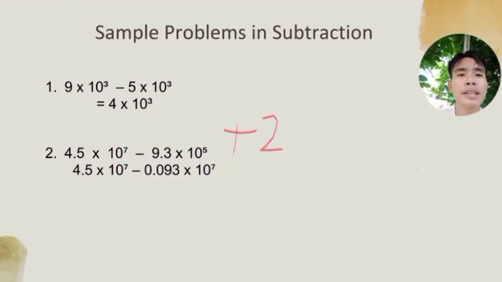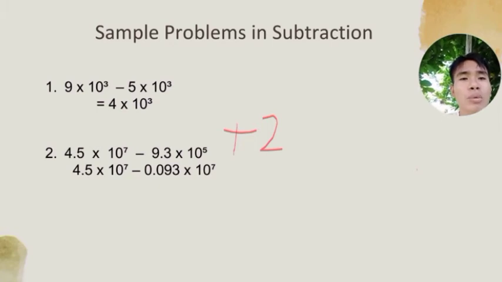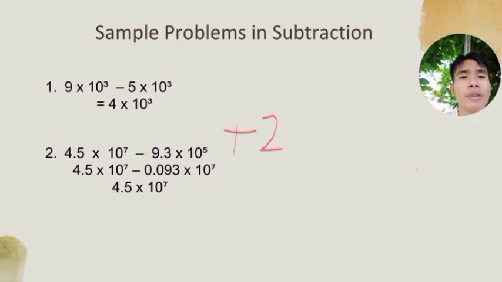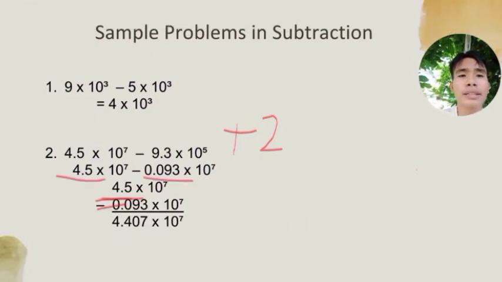4.5 times 10 to the power of 7. We forgot, we'll move also the decimal place into 2, kay 2 ang atong gi-add sa exponent. So next, isubtract na siya ang coefficient, 4.5 minus 0.093. The answer is 4.407 millionths times 10 to the power of 7.